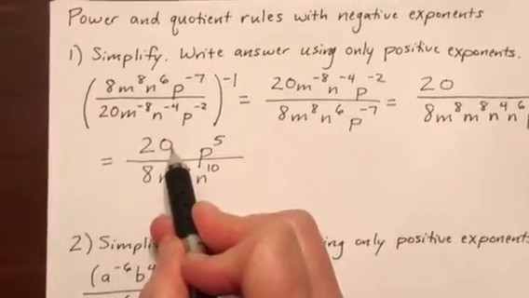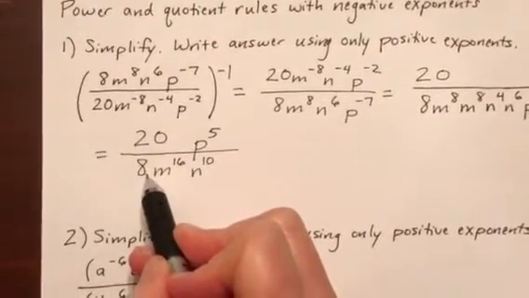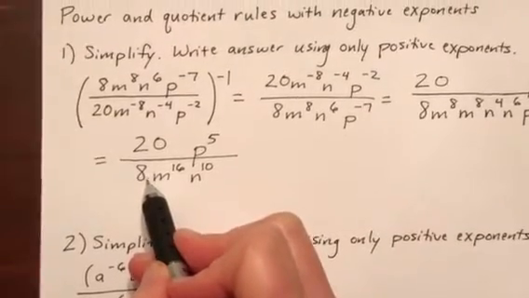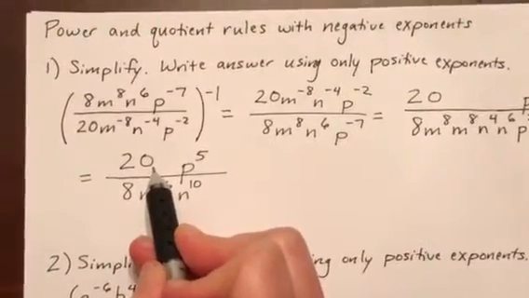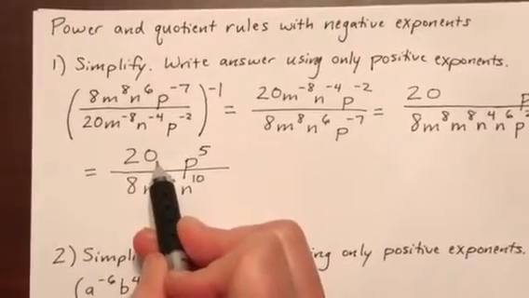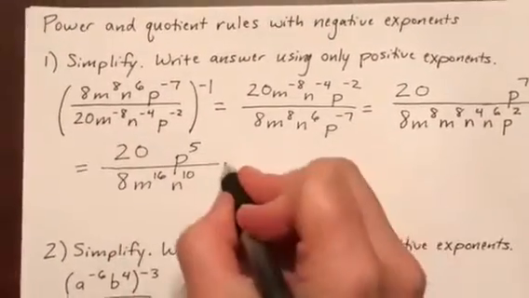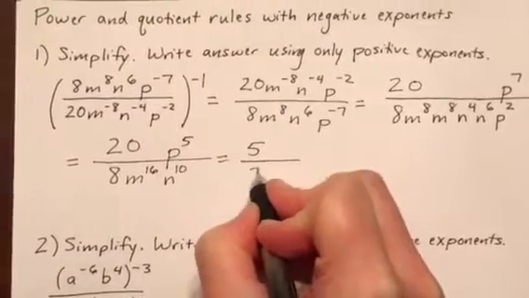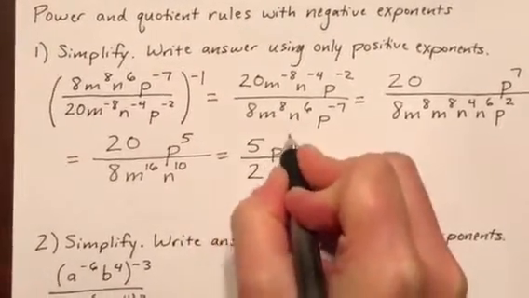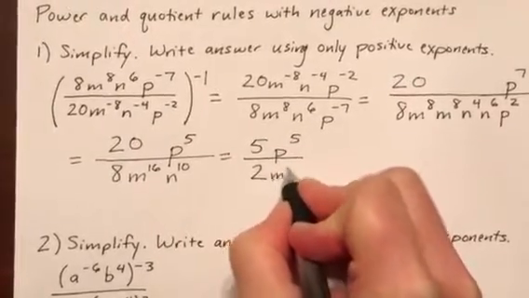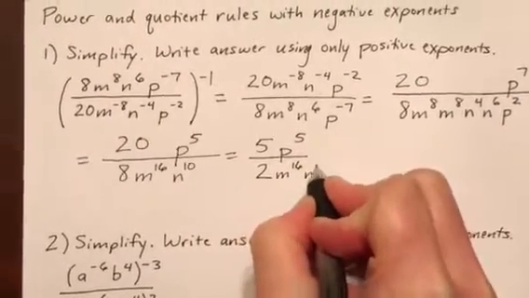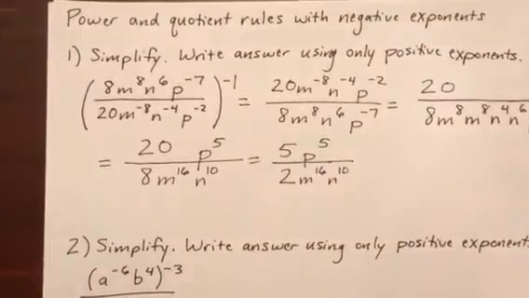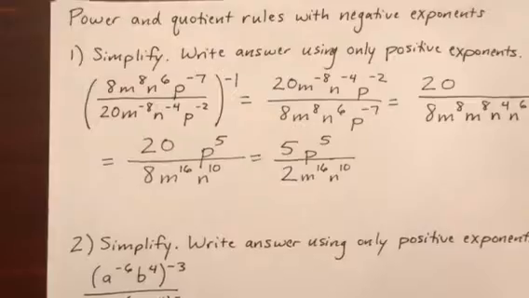Okay, so my variables are all as simple as possible. Now I just need to simplify the 20 over 8. This would be just like simplifying a regular fraction, 20 over 8. I look for a greatest common factor, which would be 4. I can divide 20 by 4 and get 5. I can divide 8 by 4 and get 2. And then the p to the 5th remains the same. M to the 16th and n to the 10th remain the same. And so this is my final answer for the first problem.